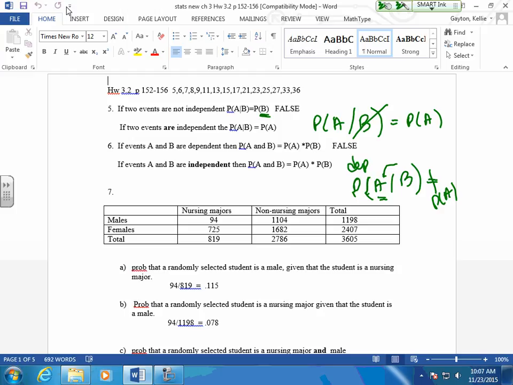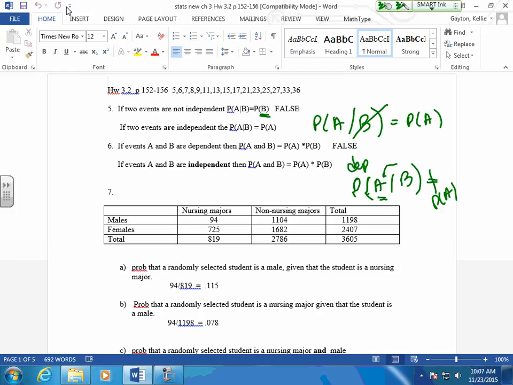This can't be right. Okay, 6. If A and B are independent, then the probability of A and B is the probability of A times the probability of B. They should have written it as a given. If they're independent, that is true. If they're dependent, then there's the given part there. So you could write that one either way.